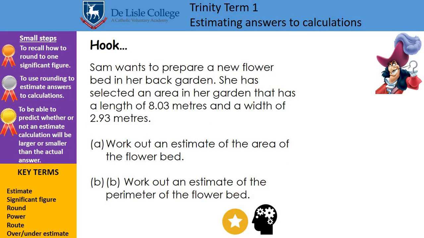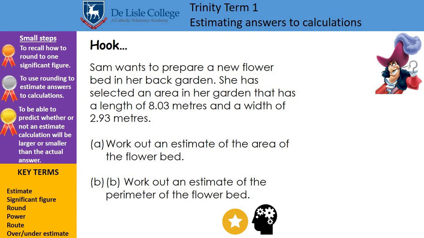So Sam wants to prepare a new flower bed in her back garden. She's selected an area in her garden that has a length of 8.03 metres and a width of 2.93 metres. A. Work out an estimate of the area of the flower bed, and B. Work out an estimate of the perimeter of the flower bed. Right, lovely. Please pause the video as you have an attempt at this.